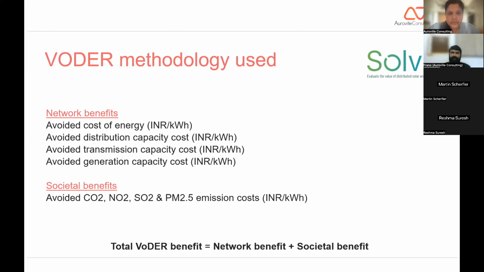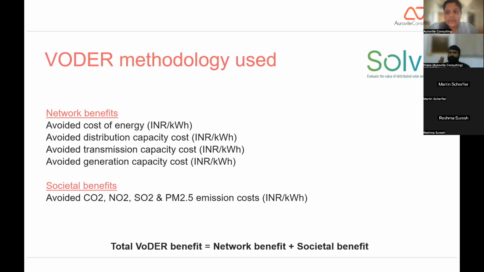As you can see from the network benefits, we are considering the avoided cost of energy, the distribution capacity avoided, and the transmission capacity avoided, including the generation capacity that could be avoided with the integration of DER in the system. Under the societal benefits, we take into consideration the pollutants such as carbon dioxide, NOx, SOx, and particulate matter 2.5. The total value would be the sum of our network benefit plus the societal benefit.